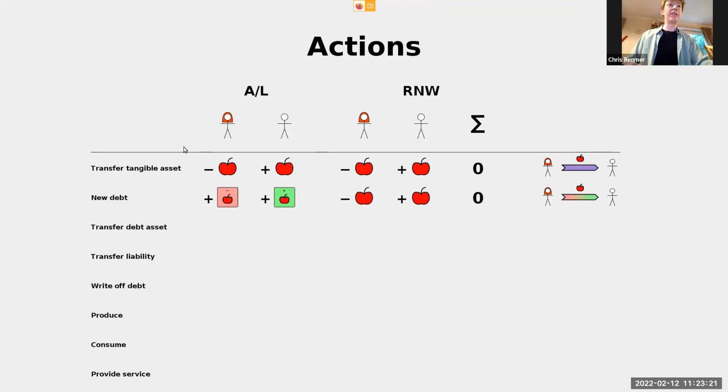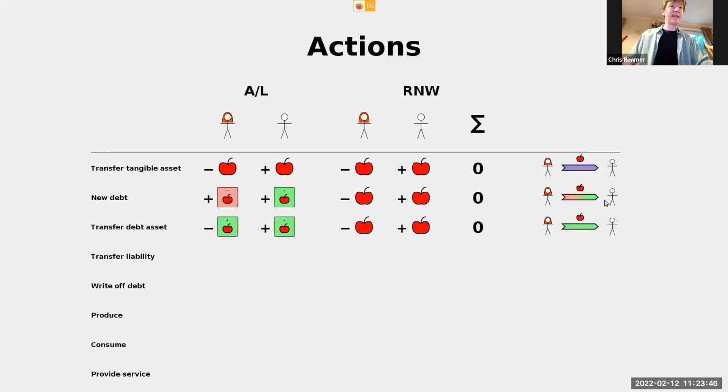Next one is a new debt or issuance. So this is where Alice writes Bob an IOU promising to give him an apple tomorrow. Alice has a new liability and Bob has a new debt asset. Again, it decreases Alice's raw net worth by 1 apple and increases Bob's by 1 apple. So again, we can use an arrow to represent this transfer of raw net worth of 1 apple.